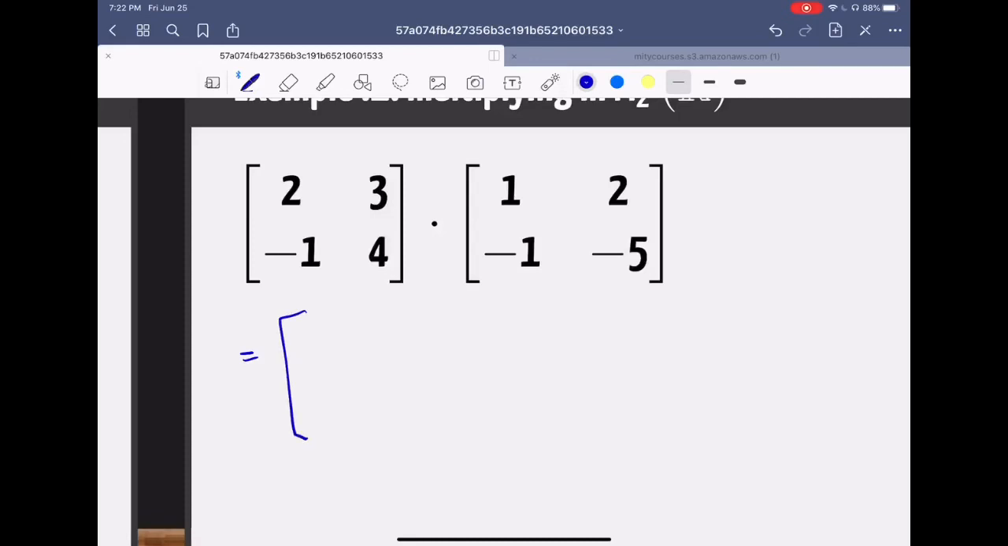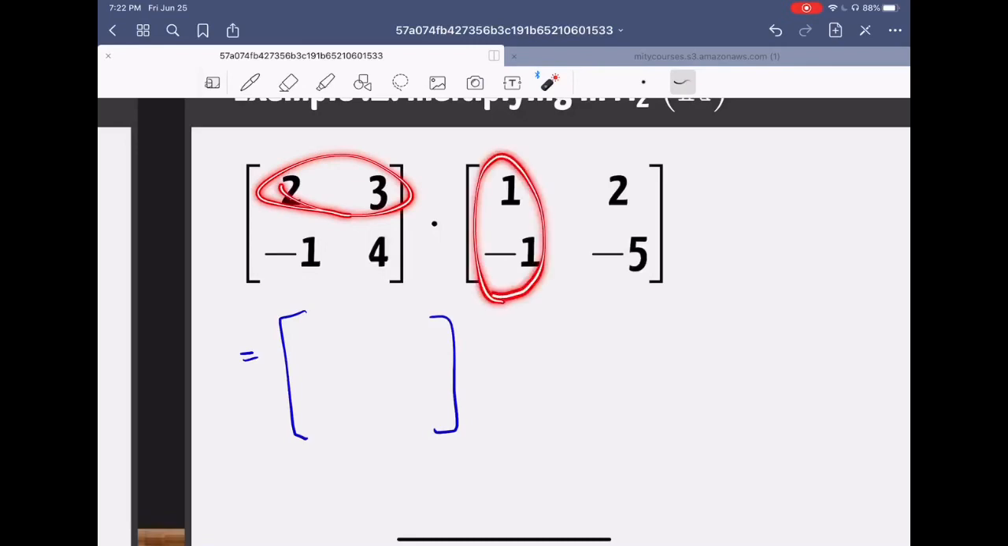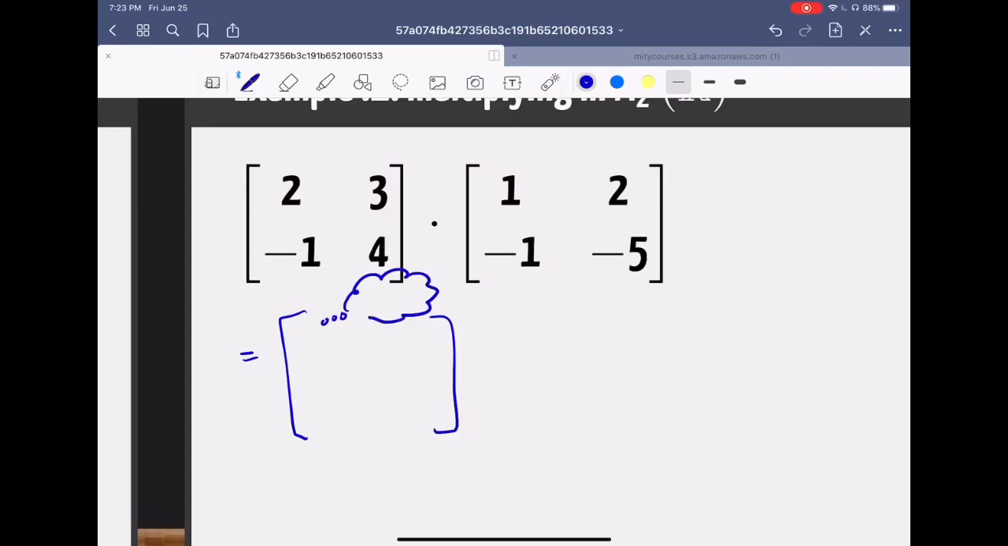So if I multiply this row times this column, the way you do it is you do it using what you might have done before, the dot product. You get the 2 times the 1, that's 2, and the 3 times the negative 1, that's negative 3, and add it together, that gives you negative 1. So I'll make a little think bubble here for the first entry. I'm doing 2 times 1 plus 3 times negative 1. And of course, that's going to give me negative 1.